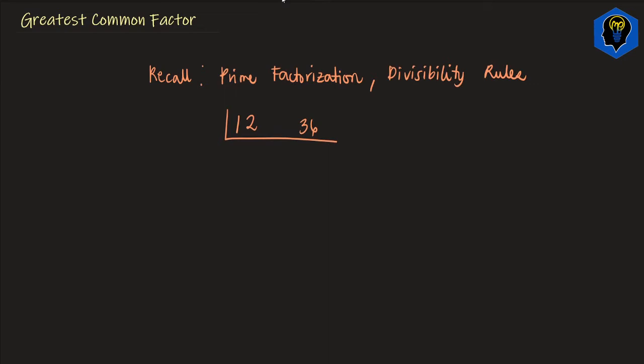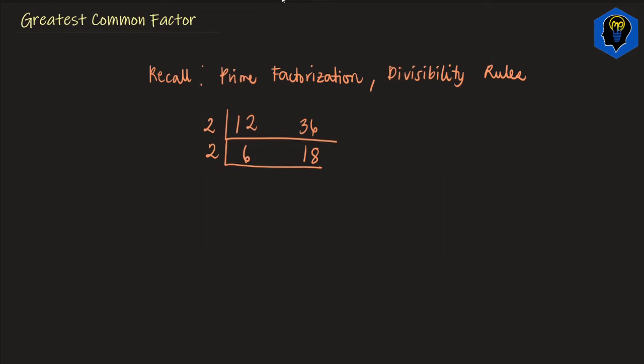So we know that since they are both even numbers, they are divisible by 2. So 12 divided by 2 is 6, while 36 divided by 2 is 18. Then again, they're divisible by 2. So you see, prime factorization and divisibility rules are the foundation knowledge that you need to master so you can get the GCF or greatest common factor well.